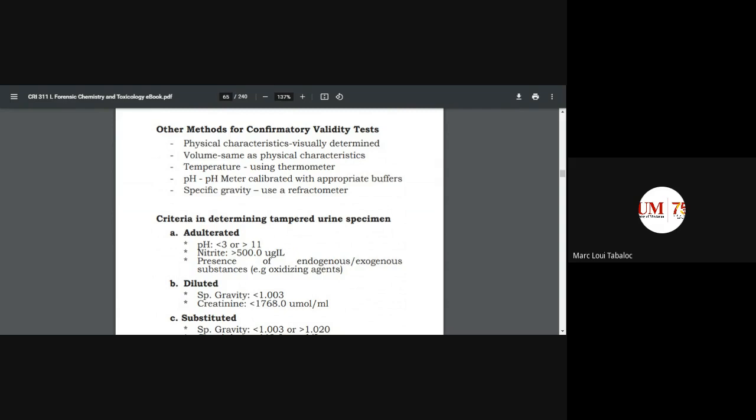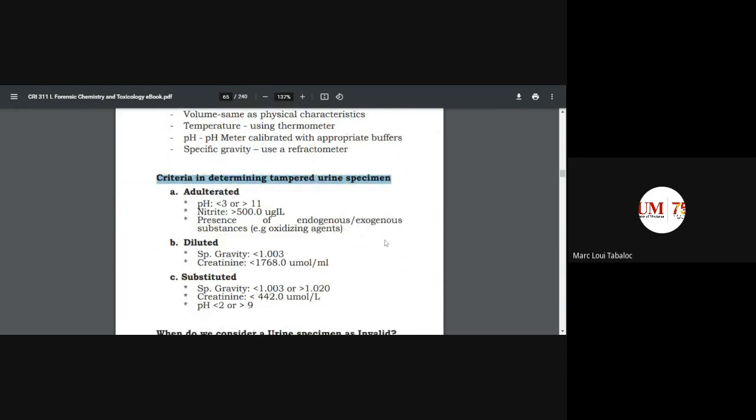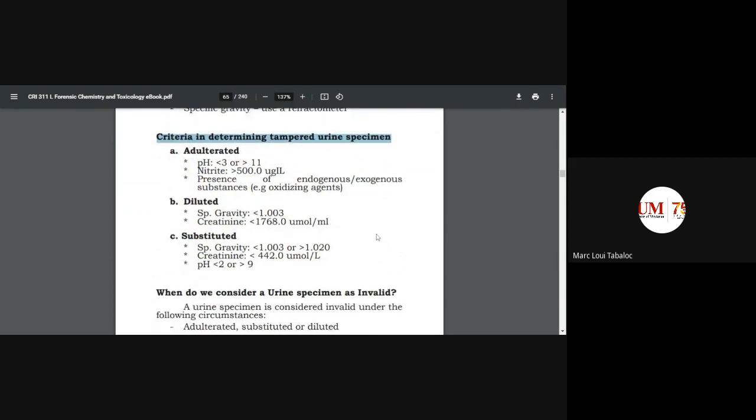So I would skip to the criteria in determining tampered urine specimen. Ayan, for adulterated, diluted, and substituted. Ayan, with regards to their pH level and specific gravity yan. Yan yung common. Okay? I will just let you view it.